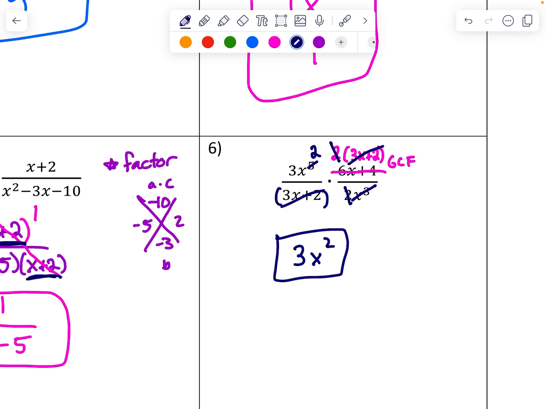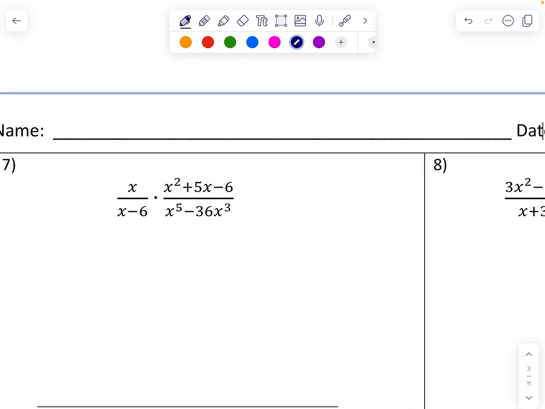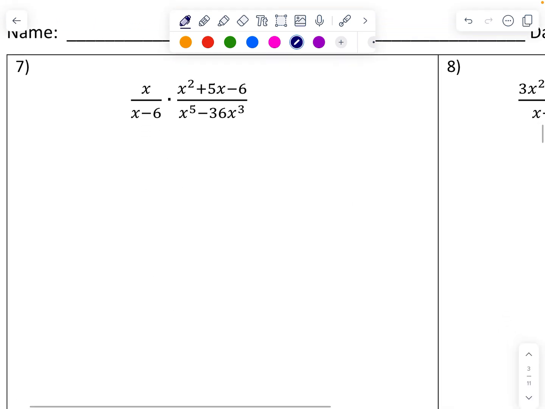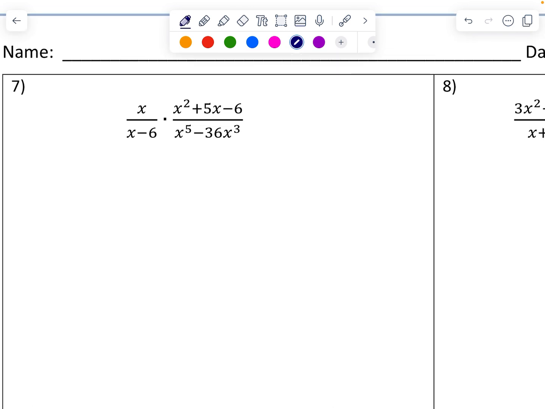All right, let's flip the page. So 7, again, we have two fractions with a multiplying sign in the middle. Before I stick them together, I want to try to factor. The left fraction, I don't see any factoring, but the right fraction, I see a trinomial on the top, so I'm going to try to do the x.